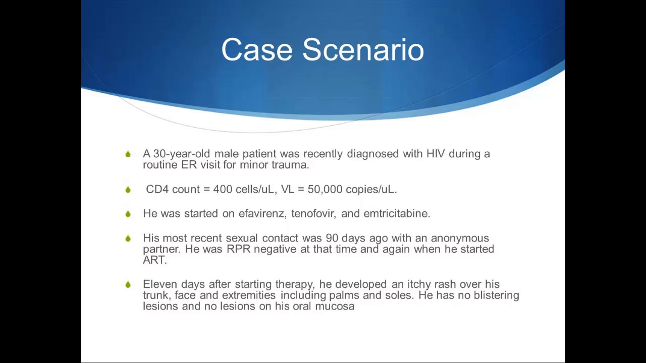His most recent sexual contact was 90 days ago with an anonymous partner. He was RPR negative at that time, and again when he started the ART. 11 days after starting therapy, he developed an itchy rash over his trunk, face, and extremities, including palms and soles. He has no blistering lesions, no lesions on his oral mucosa.